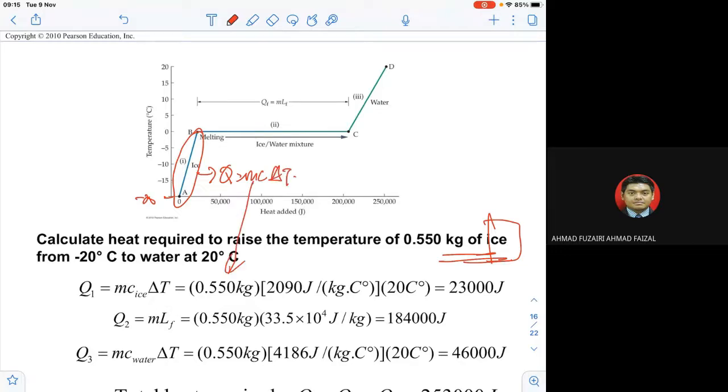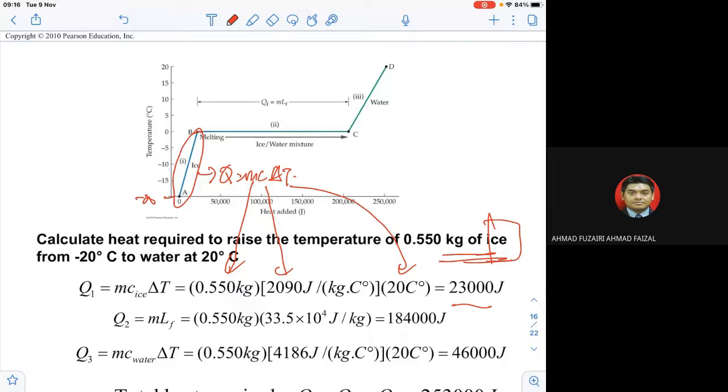Look at how they use MC delta T. M is 0.55, using the same value. C is the specific heat of not water, but of ice, because at that point ice and water are two different phases. We cannot say that ice is water and water is ice. Water has its own specific heat, while ice also has its own specific heat. So 2090, by referring to our table, and delta T is 20 degrees. So in the end, the value is 23 kilojoules.